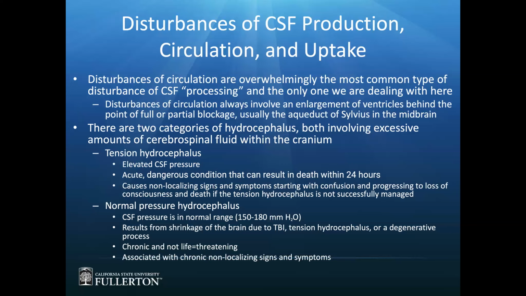And then when they measure the pressure, they do the CT scan, see that situation, measure the pressure, it's in the normal range. That's referred to as normal pressure hydrocephalus. And it does result either from shrinkage of the brain due to some other problem, like a traumatic brain injury, which kills neurons. When you look at a CT scan a few weeks later, the brain is actually smaller if it's been a severe traumatic brain injury, or the degenerative process such as Alzheimer's disease, the brain actually shrinks and the person has hydrocephalus, but not a life-threatening hydrocephalus.